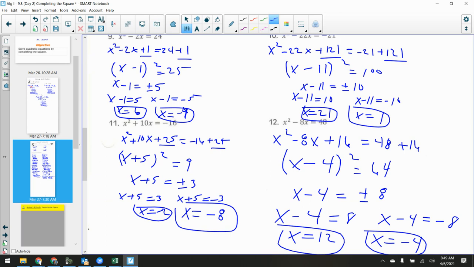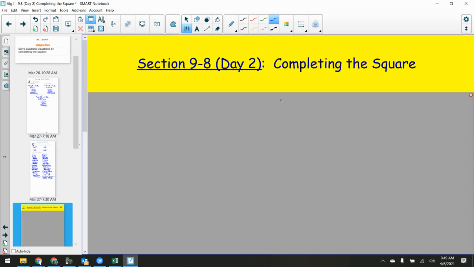Questions about that? Now, I think you guys would all agree that now that we know the process of completing the square, it's definitely more time consuming than factoring or solving by square roots. It's definitely a lot more work. Would you guys agree with that? I would think that. But what's the benefit of completing the square rather than factoring or solving by square roots?